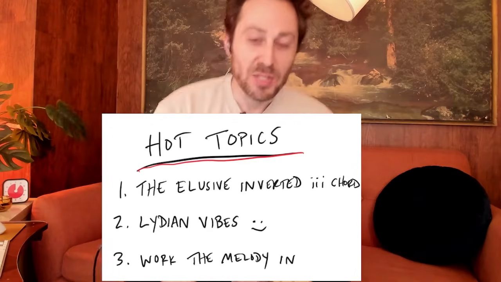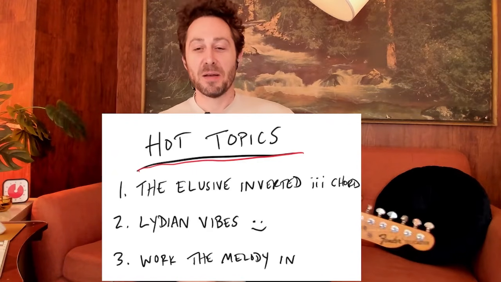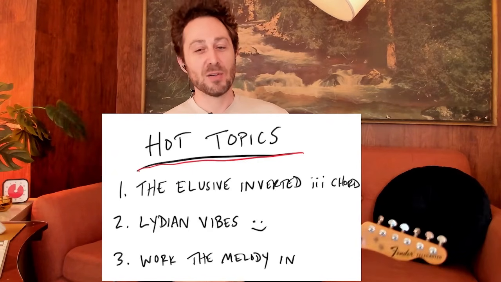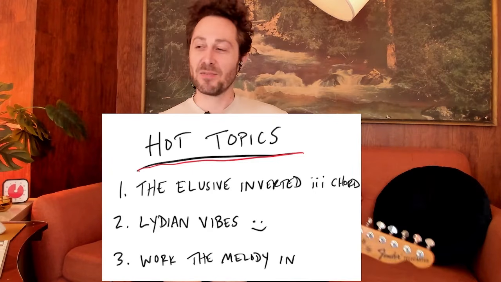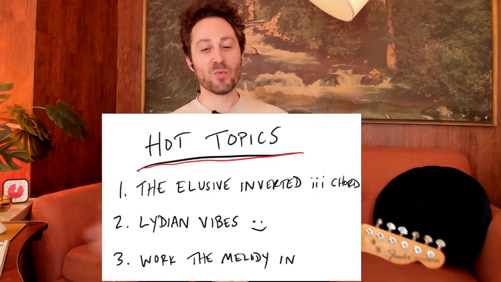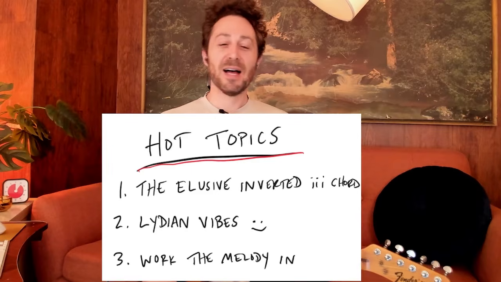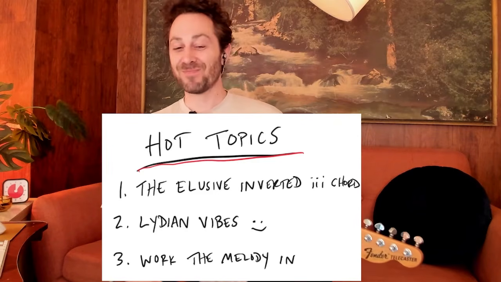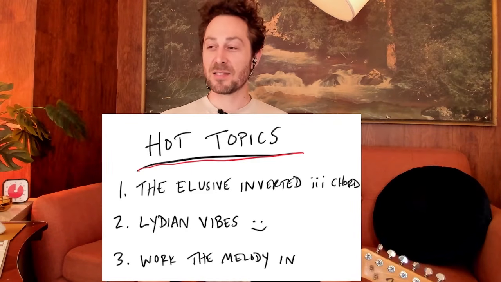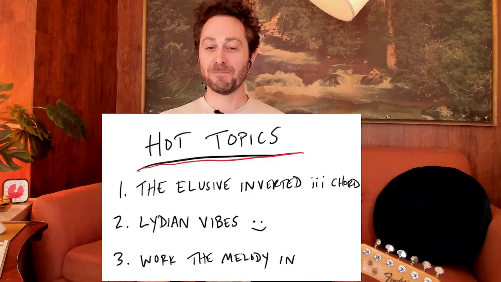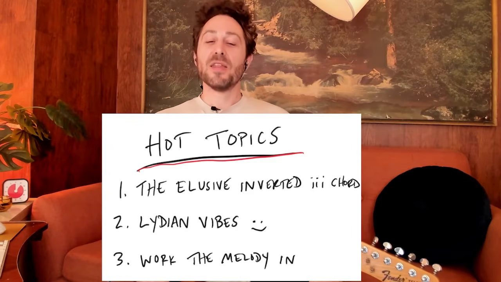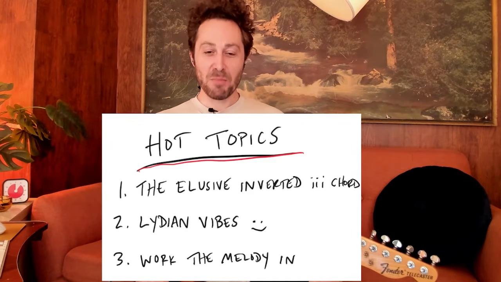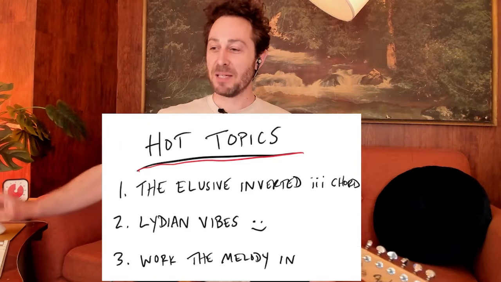David Byrne. Okay, the things for this song, Strange Overtones. The hot topics are the elusive inverted minor 3 chord. Don't let that scare you. It's just a big name for an E minor where we remove the E. Lydian vibes. I put a little smiley face because it's a loose term. We'll look at that. That's a mode. And then let's work that melody in. Pretty simple tune in terms of just the structure.